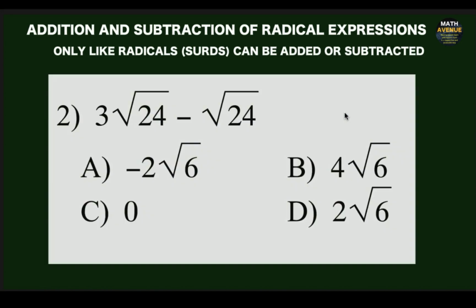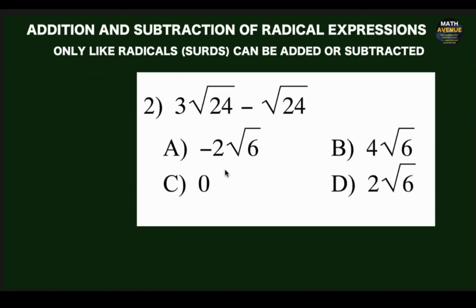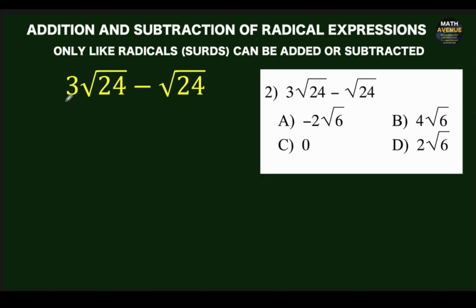Sunod pong example. Halimbawa, igwa kita ng 3 square root of 24 minus square root of 24. Saktong-sakto, ini pong square root of 24, parehas kayo ng square root of 24, so they are like radicals. Not necessarily mean like surds, but they are like radicals. So, pwede ta silang i-combine. I-copy mo na ang problem. Igwa kita iging 3, may igding number, ang implication po kayan is may 1 igdi. So 3 minus 1 is equal to 2, and then copy square root of 24.